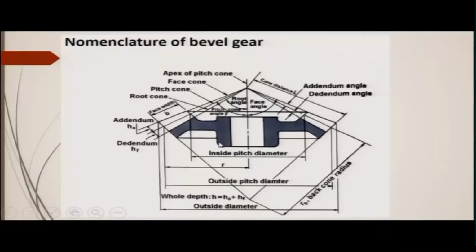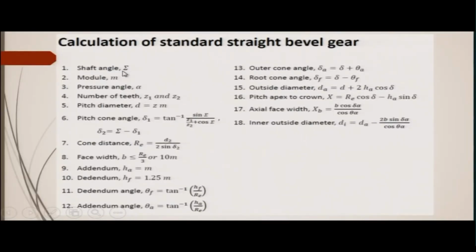So, bevel gears are normally used for transmitting power from one shaft to another shaft at a 90 degree angle, whereas spur gears, as you have seen earlier, are used to transmit power between parallel shafts, and bevel gears between perpendicular shafts. Therefore, the shaft angle will be 90 degrees.